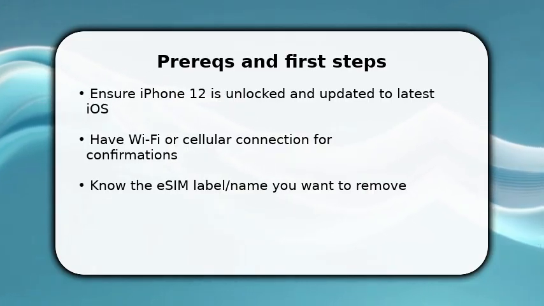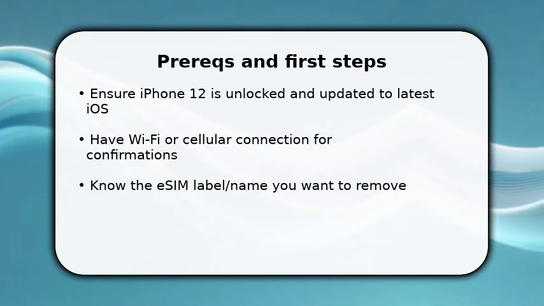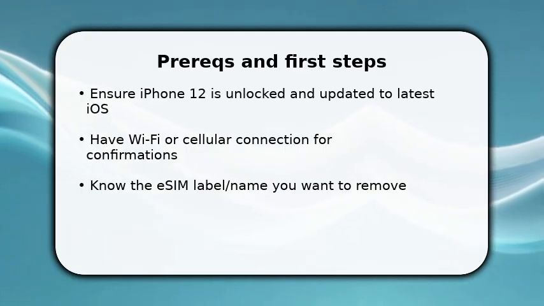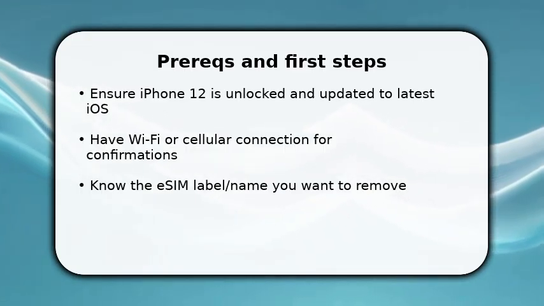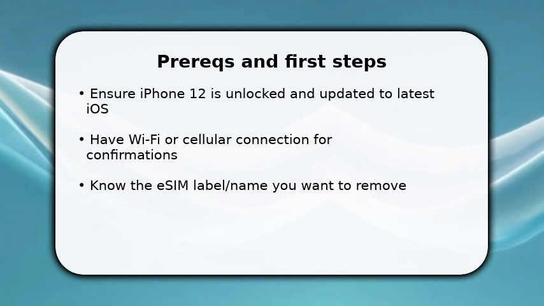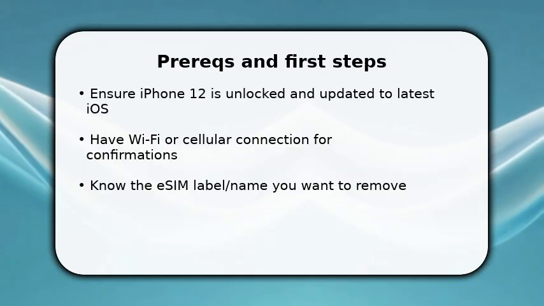If the eSIM is your only line, pause and make a backup of contacts and messages. This prevents accidental loss. Once identified, tap the eSIM profile to reveal detailed controls and next removal options.